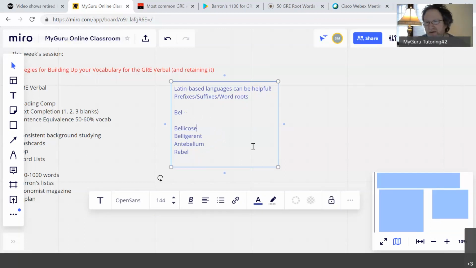Okay, well, I'll tell you. Belligerent: aggressive. That works. Anyone know any of these other ones? I'm sure you know rebel. Antebellum, in American context, is pre-Civil War, but it really means more generally just before any war. So when you talk about an antebellum period, it just means before the war, even though usually here it's used to mean the Civil War.